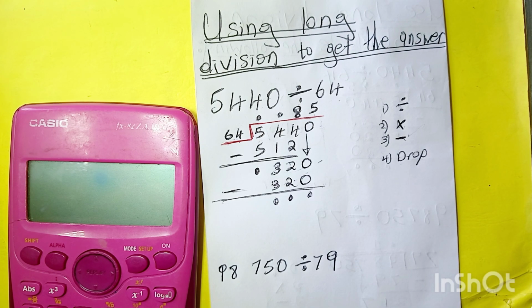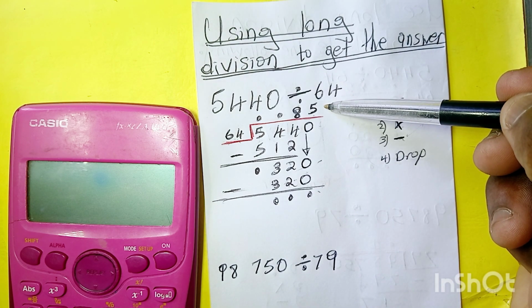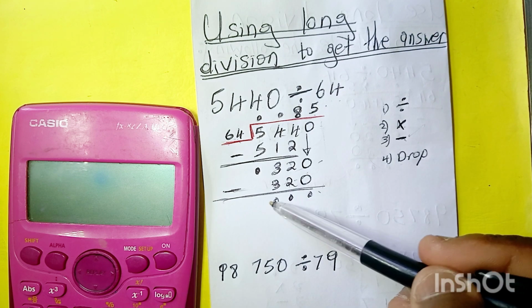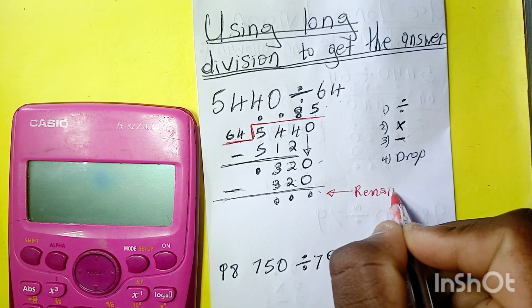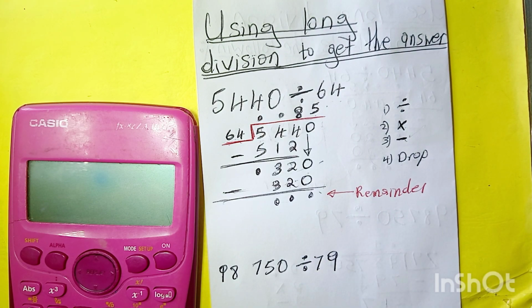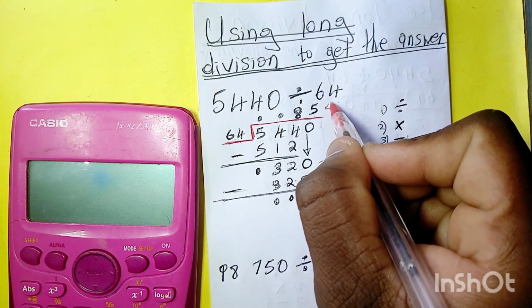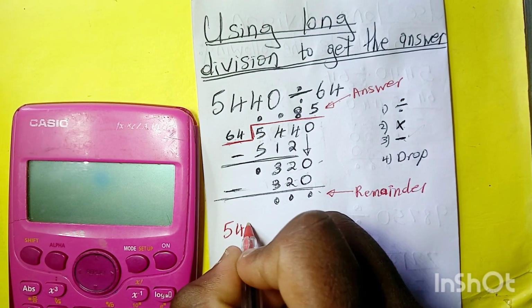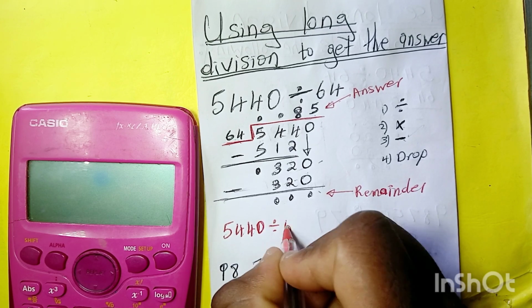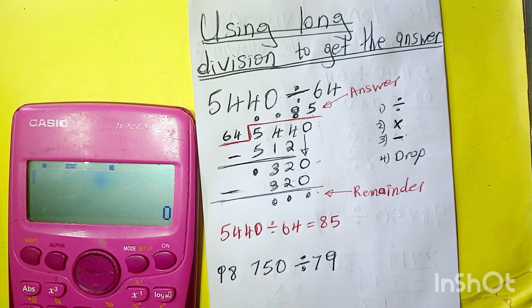So if they want you to identify the answer, which one is the answer? Is it the 0 here, or is it that one? Guys, you must be careful here. The number you get down here all the time represents your remainder. I just hope my spelling is good. Here is what you call the remainder, and here is what you call your answer. Meaning that if I say 5,440 divided by 64, I should get 85 as my final answer. So let's try by using a calculator.